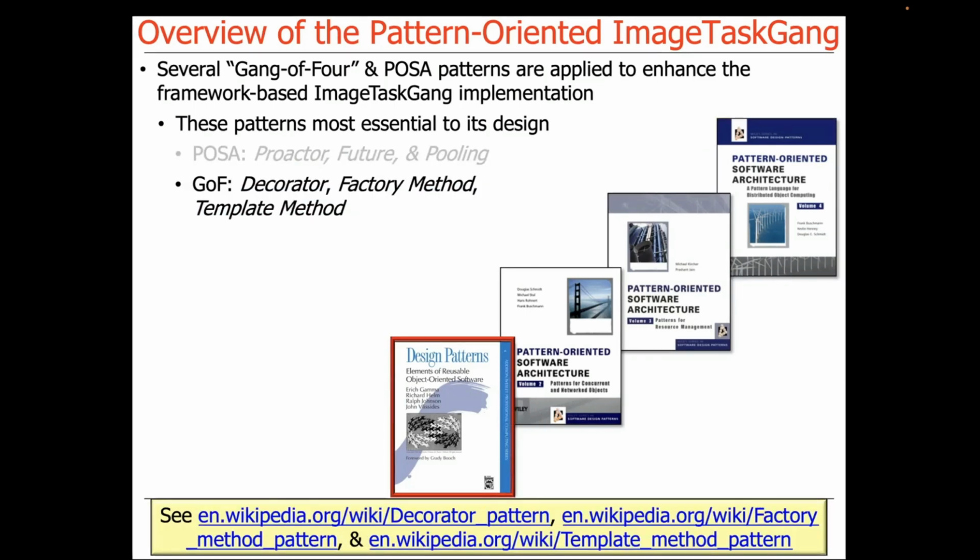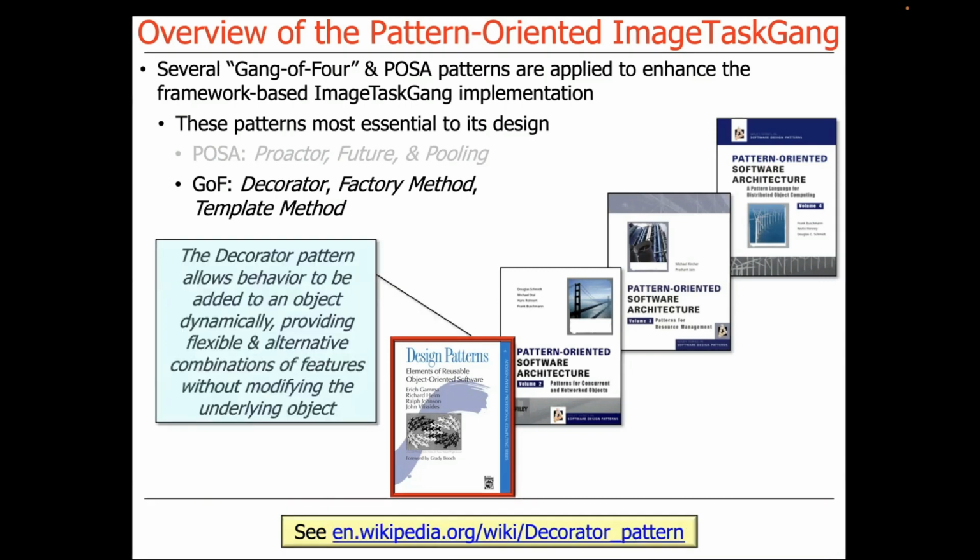There's also several Gang of Four patterns. These are patterns from the Design Patterns: Elements of Reusable Object-Oriented Software book that you're all familiar with. It's sometimes called the GoF book or Gang of Four book. These include decorator, factory method, and template method. And the decorator pattern allows a behavior to be added to an object dynamically, thereby providing flexible and alternative combinations of features without having to modify the underlying object.